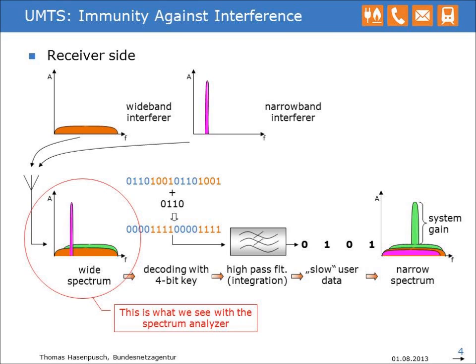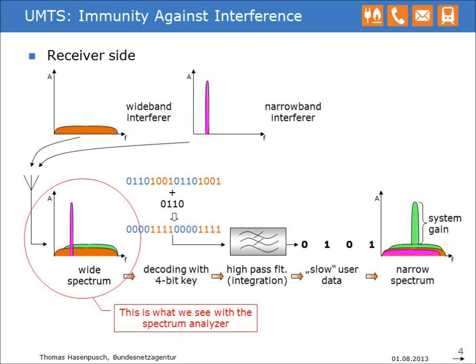But if we look at it from the monitoring side, we see that spectrum with the spectrum analyzer. The spectrum analyzer does not perform this decoding, so this is what we see. And the advantage of the system gain means that a wideband interferer can be seen to the left or to the right, or both ends of the user spectrum.